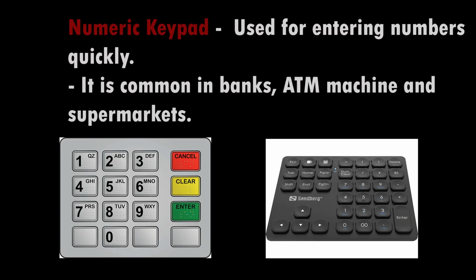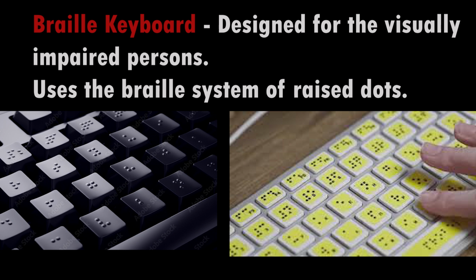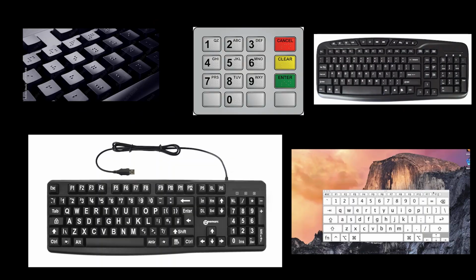We also have the numeric keypad or just the keypad. It's mainly used for entering numbers quickly. This is most common in banks or offices, like in the ATM machine. It has a keypad which has only numbers and other keys which perform various functions. It's also found on the right side of the keyboard. Lastly, we have what we call the Braille keyboard. This is a keyboard designed for visually impaired users. It uses the Braille system of raised dots, allowing blind people to type and interact with computers. All these keyboards help us input data into the computer.